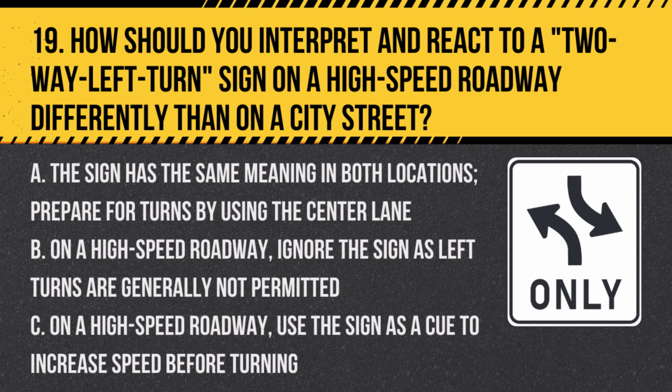on a city street? A. The sign has the same meaning in both locations. Prepare for turns by using the center lane. B. On a high-speed roadway, ignore the sign as left turns are generally not permitted. C. On a high-speed roadway, use the sign as a cue to increase speed before turning.